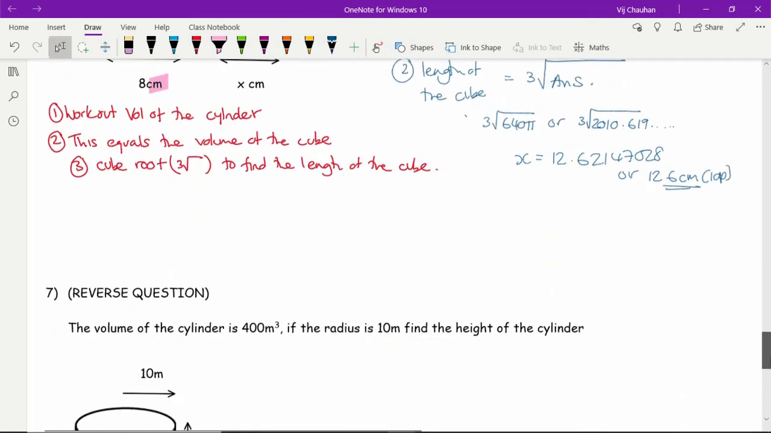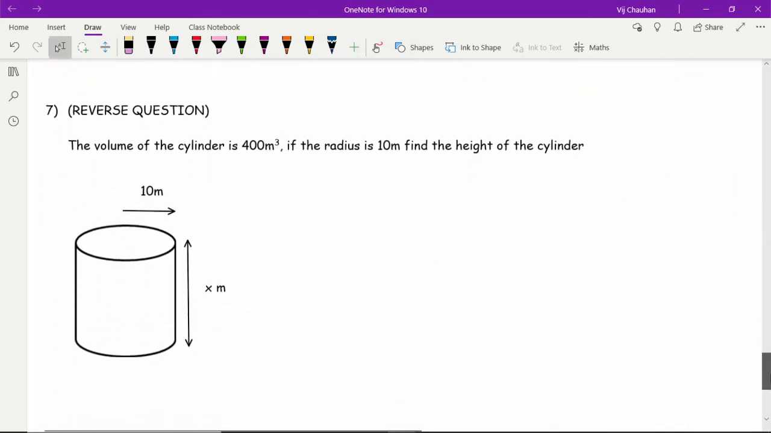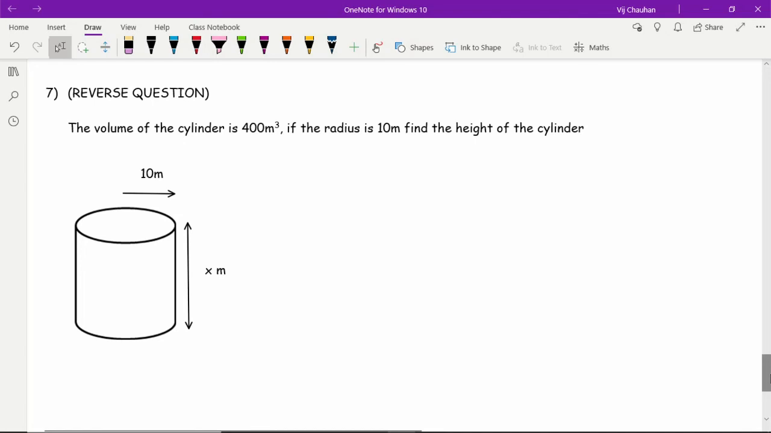Now the next type of complex question we could get is what we call a reverse question. This is where you're given the volume and you need to work out either the radius or the height. In this question, we're asked to work out the height. Here we're given the volume and we know that the radius is 10.